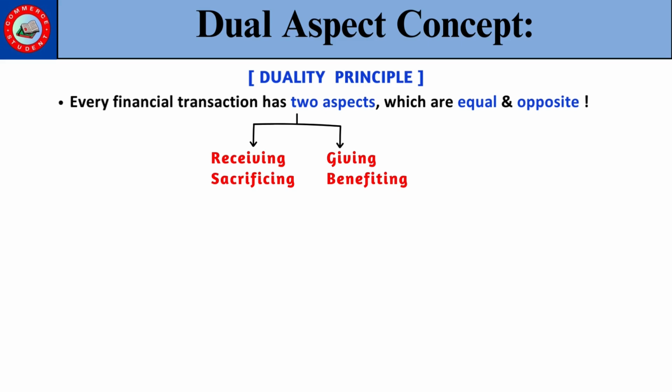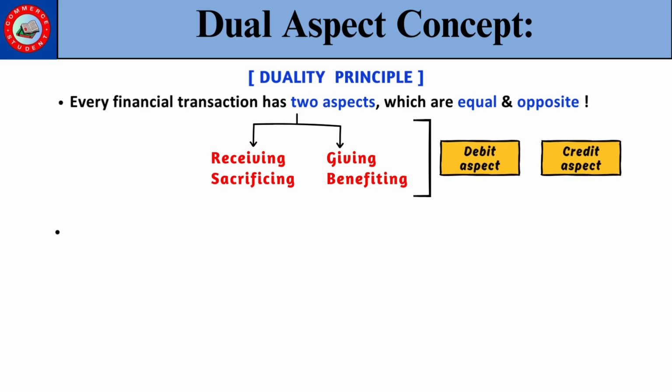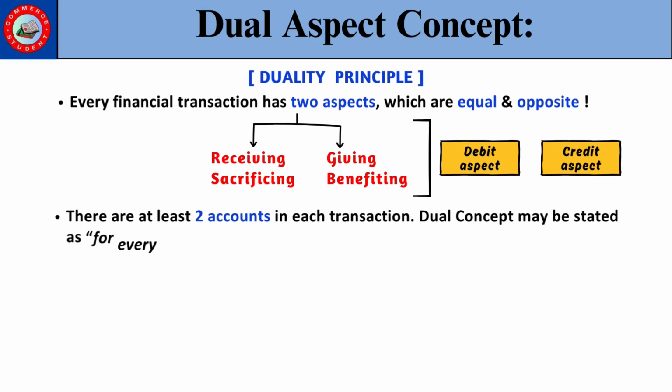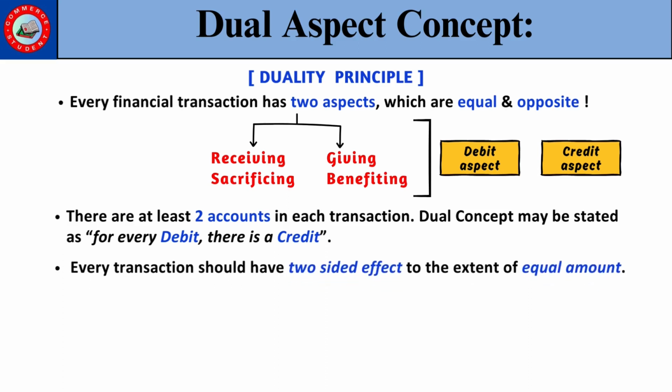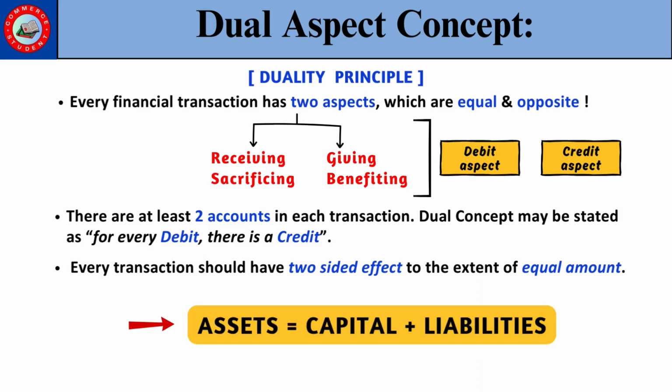In other words, the twofold aspect of a transaction is indeed what defines the dual aspect concept, that is debit aspect and credit aspect. This concept tells us that every transaction involves at least two accounts. One account is debited, another account is credited while recording. So for every debit, there should be credit, as well as the debit and credit entries of a transaction must always be equal in value, ensuring that the accounting equation remains balanced. That is, assets must equal to the sum of capital and liabilities.